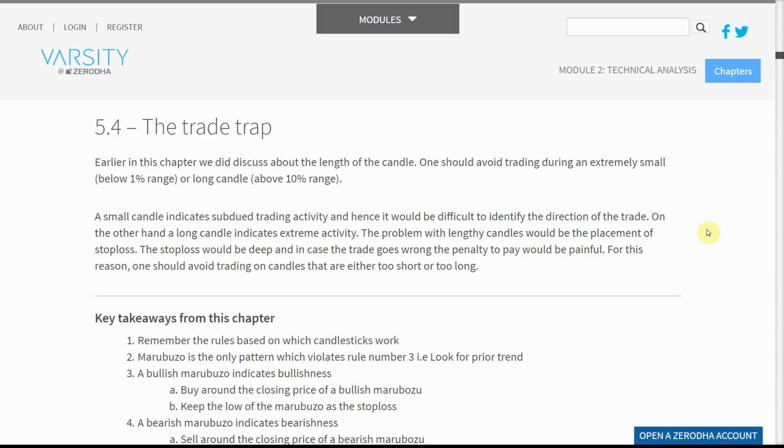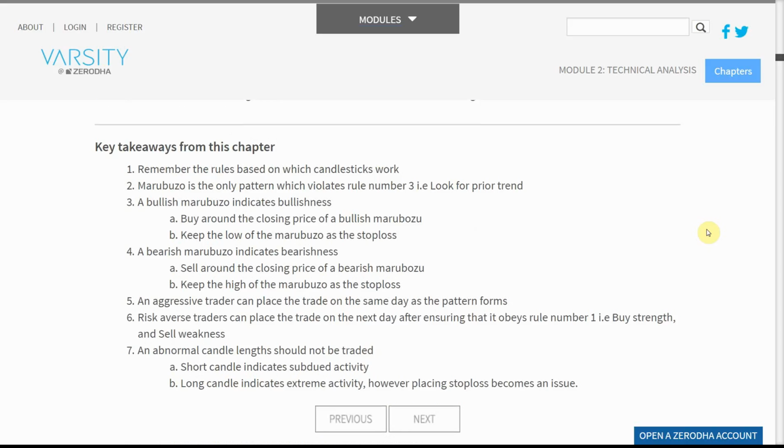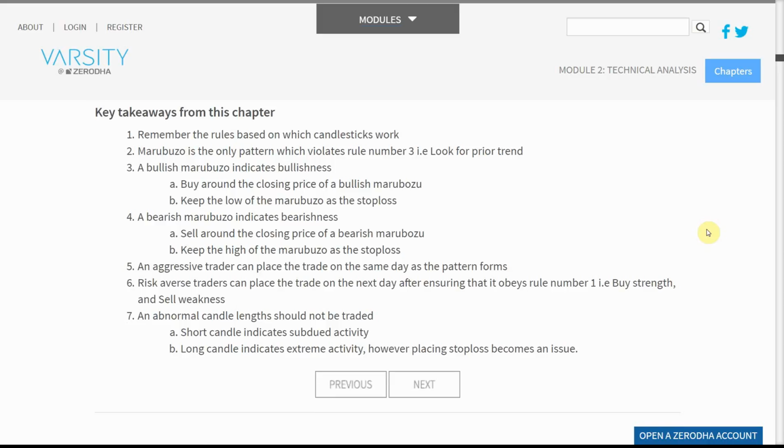Key takeaways from this chapter. Remember the rules based on which candlesticks work. Marubozu is the only pattern which violates rule number 3, i.e. look for prior trend. A bullish Marubozu indicates bullishness. Buy around the closing price of a bullish Marubozu. Keep the low of the Marubozu as the stop loss. A bearish Marubozu indicates bearishness. Sell around the closing price of a bearish Marubozu. Keep the high of the Marubozu as the stop loss.